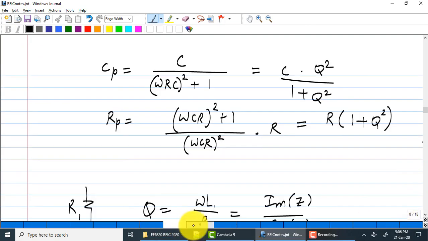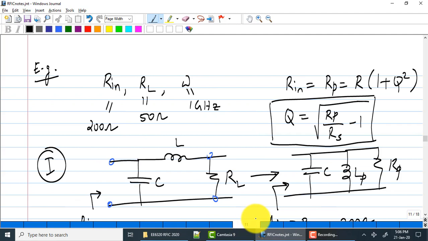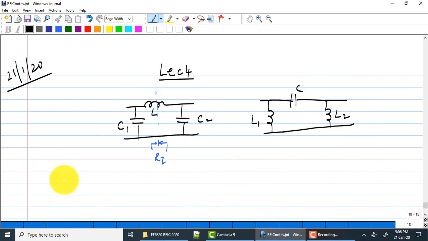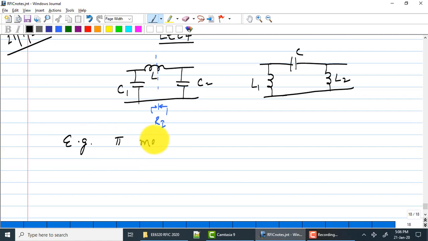So let us go back to the L match and see. We said 50 ohms to 200 ohms at 1 gigahertz. We did the two L matches. So let us do the same thing. You folks want to do pi match or T match? Let's do pi match. T match is the exact same procedure. And let us say we'll do the low pass pi match.